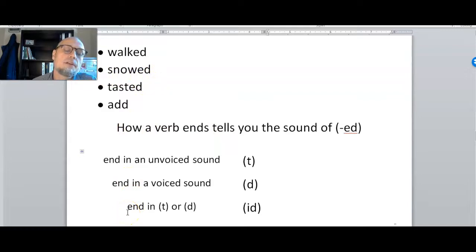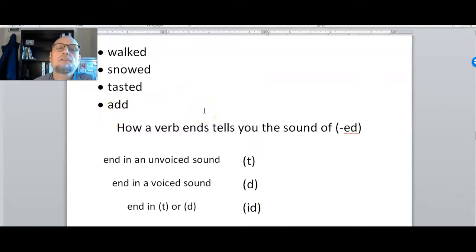Now here's the last rule. If a verb ends with the sound t or d, we use id. So the verb taste, the last sound is t. So we use id to pronounce ed, tasted. In the verb add, the last sound is d. So we use id, and we would say added.